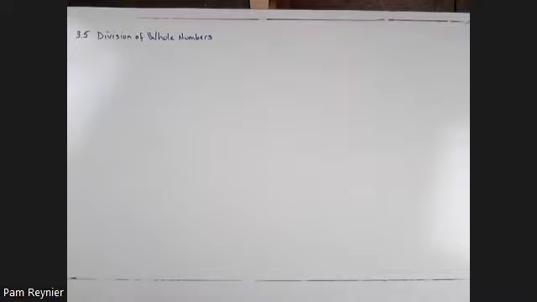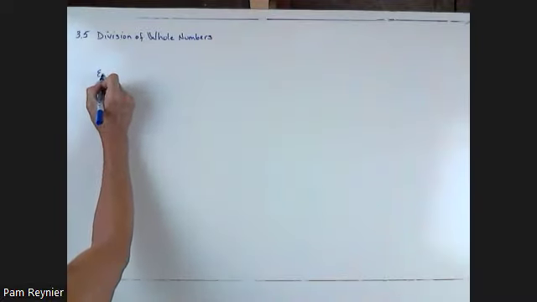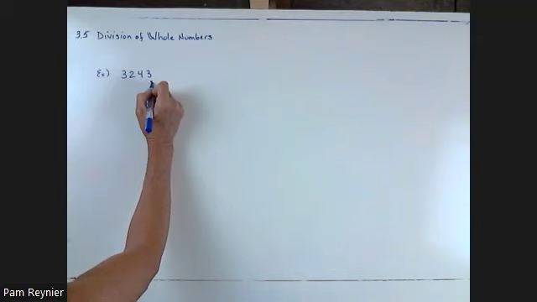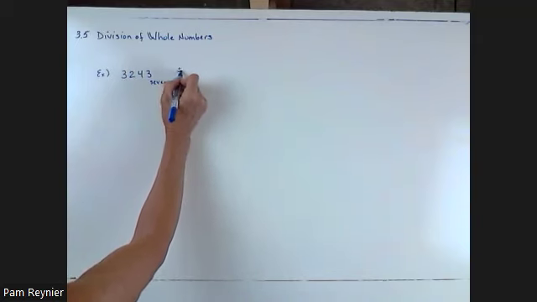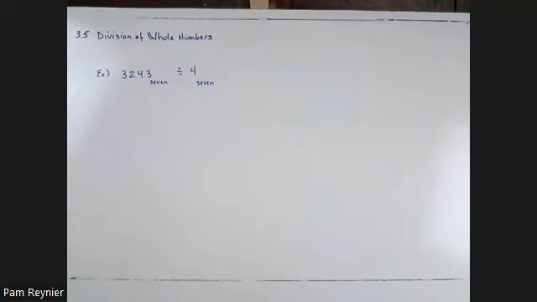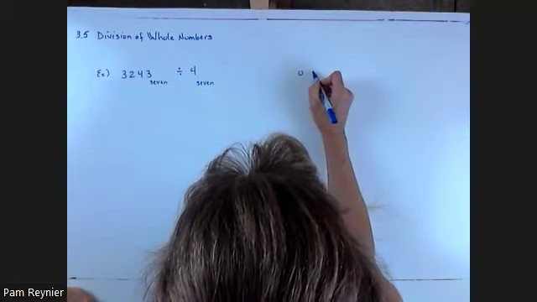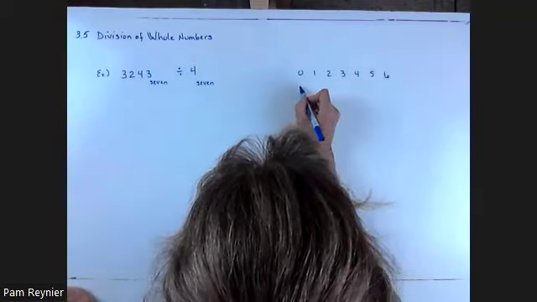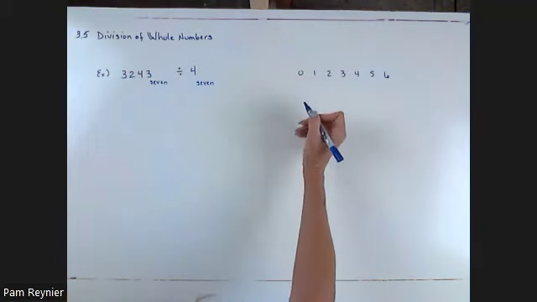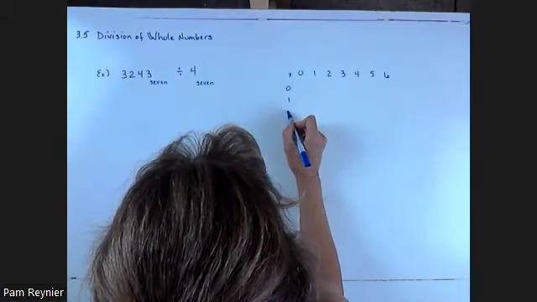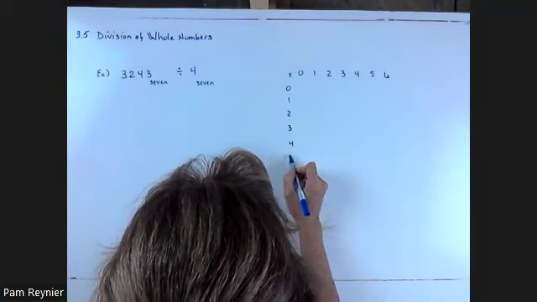Let's do this one. We'll have to make up our base 7. Our last example. 3243 base 7 divided by 4, base 7. So the first thing we need to do is create a multiplication chart. 0, 1, 2, 3, 4, 5, 6. And 0, 1, 2, 3, 4, 5, 6.